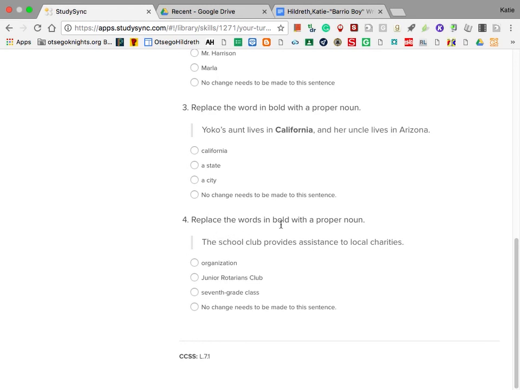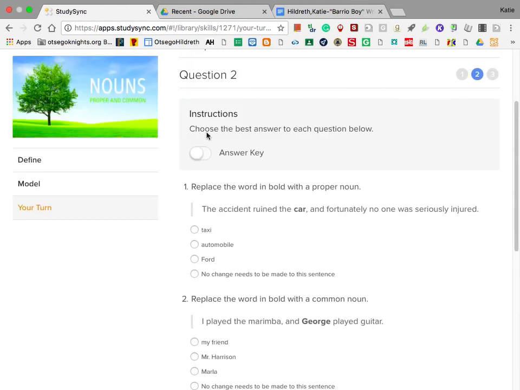The last one says replace the words in bold with a proper noun. And it's kind of hard to see, but club is your noun. Okay? So club is the word in bold. I don't know why it's not bolded. And you have a choice between organization, Junior Rotarians Club, 7th grade class, or no change needs to be made to this sentence. So all you're going to do is make the changes that you need to, choose the best answer to each question. Make a change if you need to. If there's no change, you click no change.